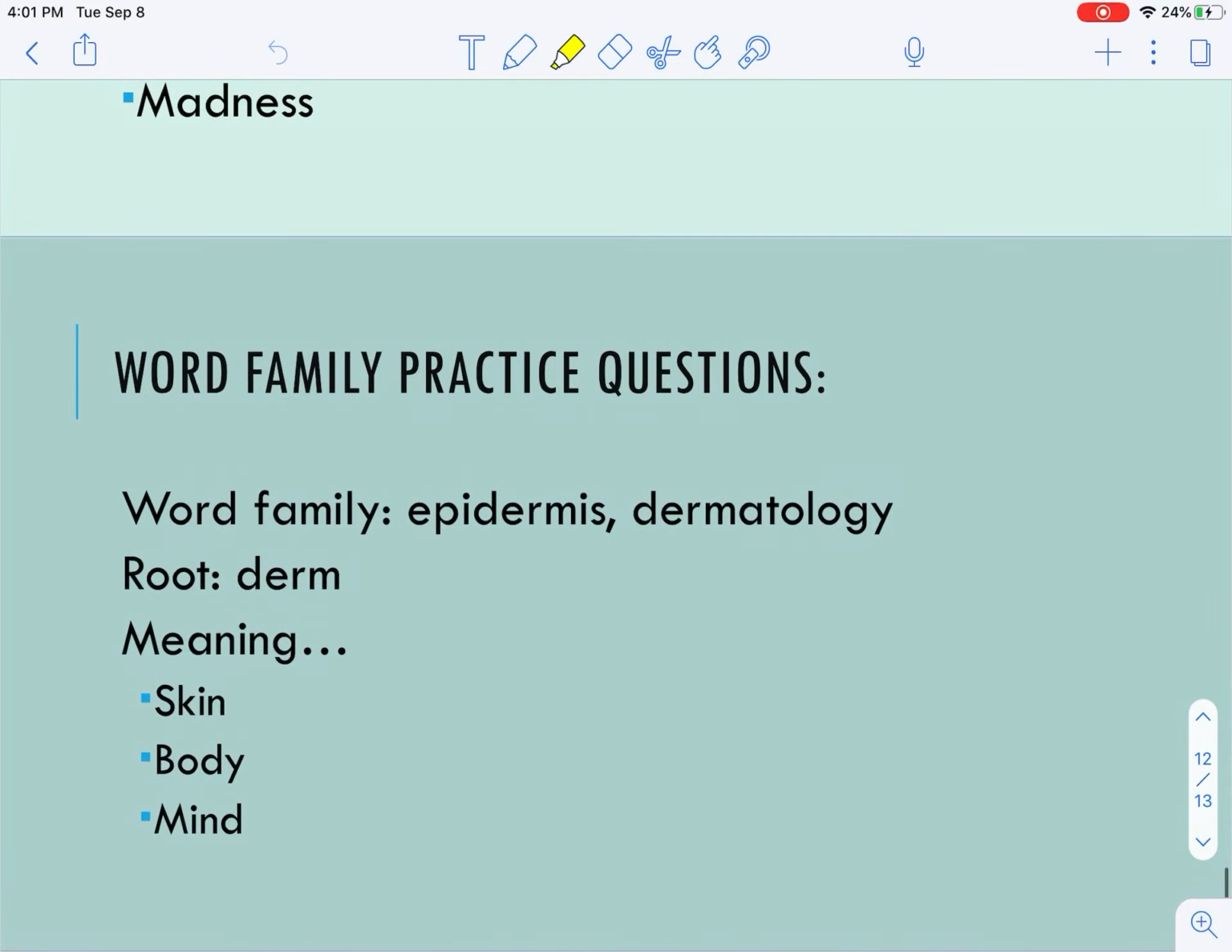This is the last one for this activity. We have epidermis and dermatology. Our root word here is D-E-R-M, derm. What do you think it means? Here it means skin. So that one was a little bit tricky.